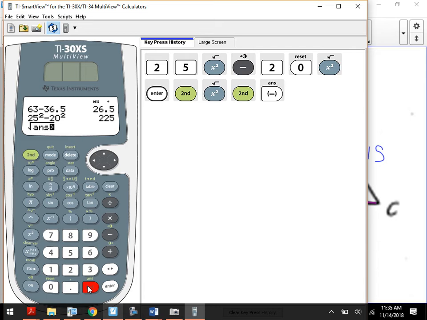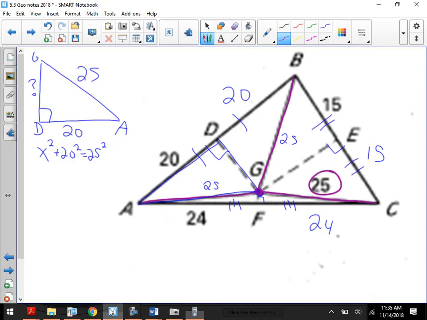You guys ever use the answer button? If you haven't used the answer button a lot, get used to using it because when we get to right triangles and we do trig, we use the answer button all the time because it's the last thing stored and you don't have to write it out. Right? And just hit enter. What do you get? There you go. So that means that the missing side length here, DG, is 15.